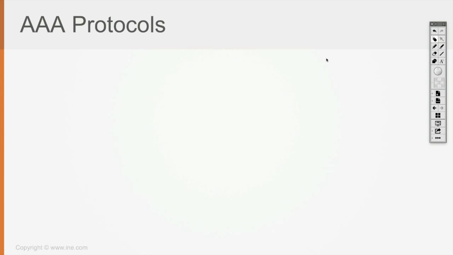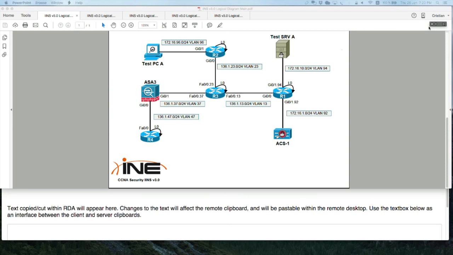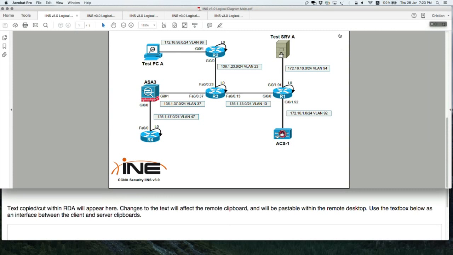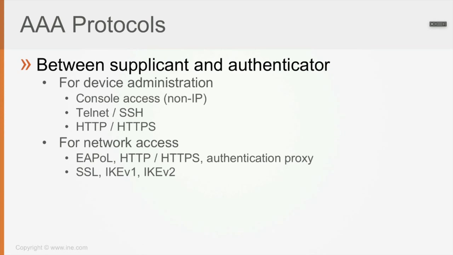Now, in order to perform that end-to-end model with those three parties involved, we have to understand what are the protocols that could possibly be involved, the most commonly used protocols for the user to be able to gain network access, or for the user to be able to gain device access for managing it. So in general, between the supplicant and the authenticator, for device administration, if the user is connected to the console of the device, it's going to be non-IP, just serial traffic.